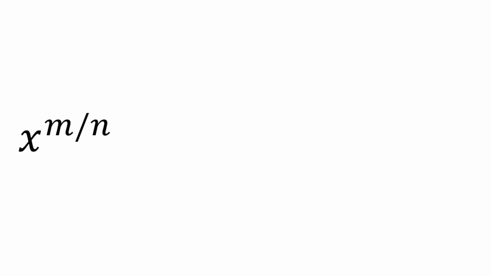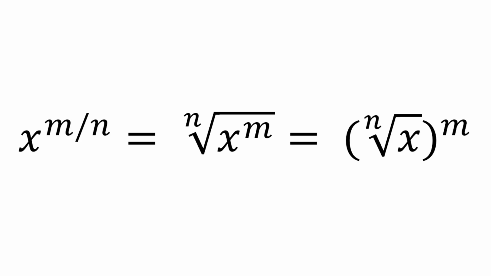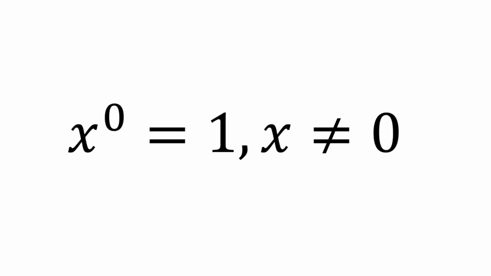For example, x to the m over n can be rewritten in one of two ways. The first way is to write it as the nth root of x to the m, and the second equivalent way is to write it as the nth root of x, quantity raised to the m. Our third case is where we are given a base with an exponent of 0. For any non-zero base, this simply equals 1.